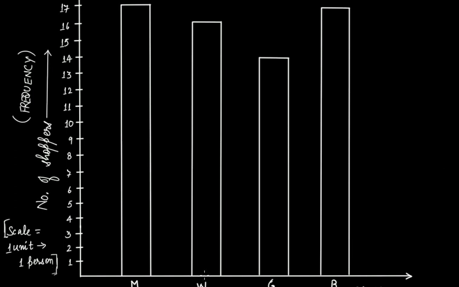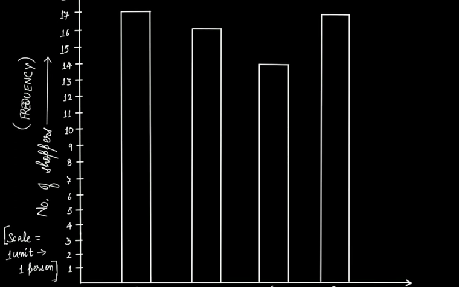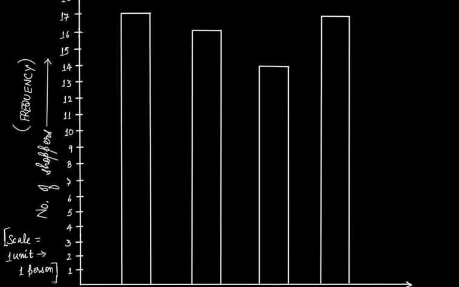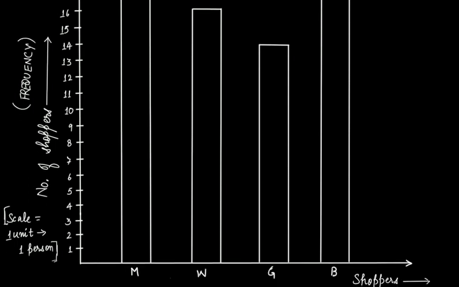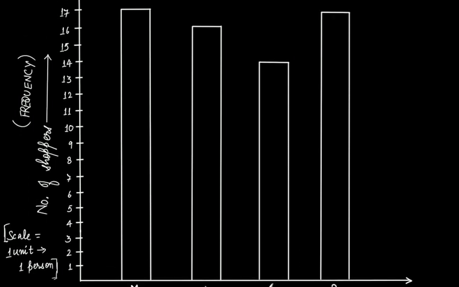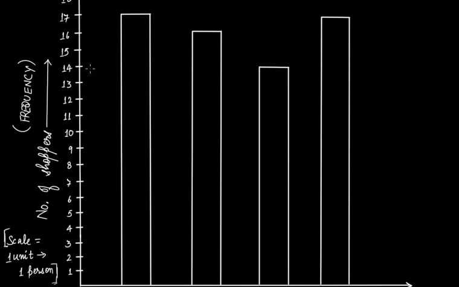Now, the number of shoppers who were women is 16, at this level 16. In the case of girls, the number of shoppers who were girls is 14, and for boys it is again 17. This height is telling us the frequency, height of the bar. That is why it is a bar graph.